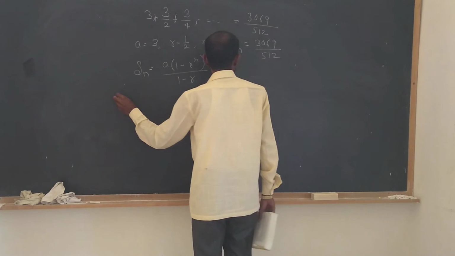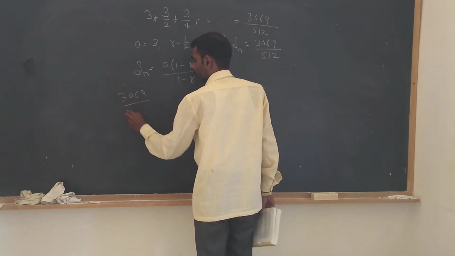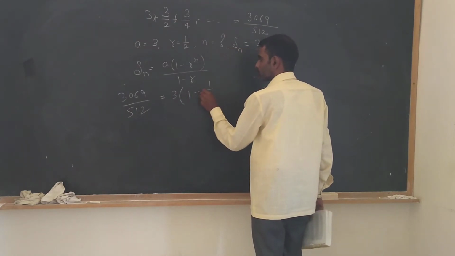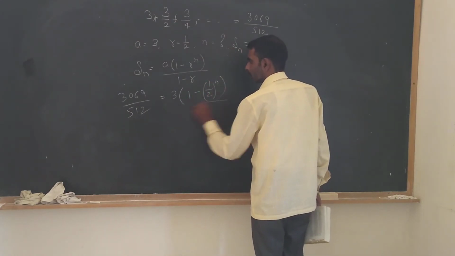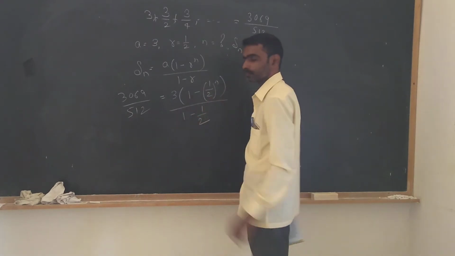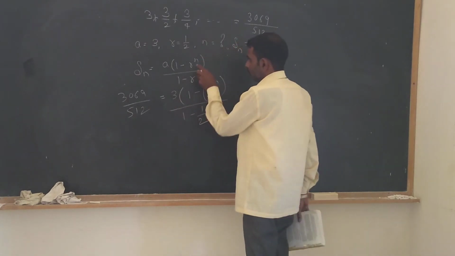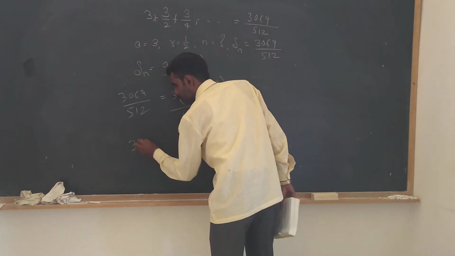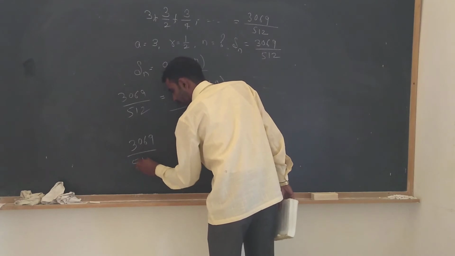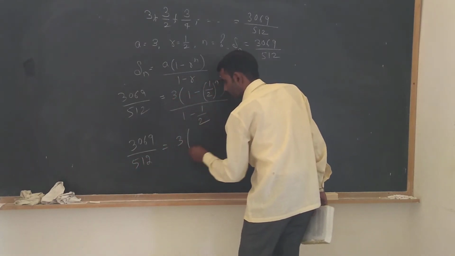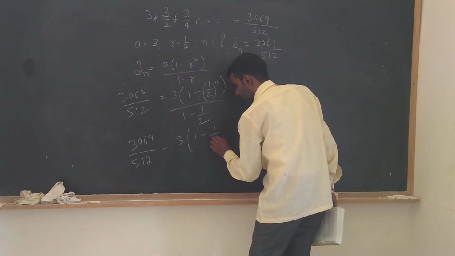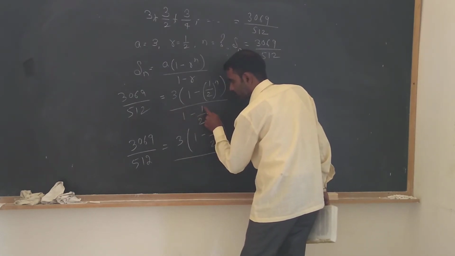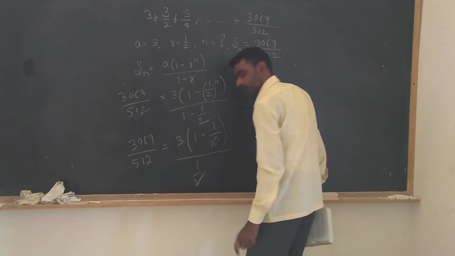So Sn is 3069 divided by 512, which is equal to 3 into 1 minus 1 by 2 raised to n divided by 1 minus 1 by 2. Understand these steps? Here I am substituting the value of r. So 3069 divided by 512 is equal to 3 into 1 minus 1 divided by 2 raised to n divided by, 2 is the LCM, 2 minus 1 is 1, so it is 1 by 2.